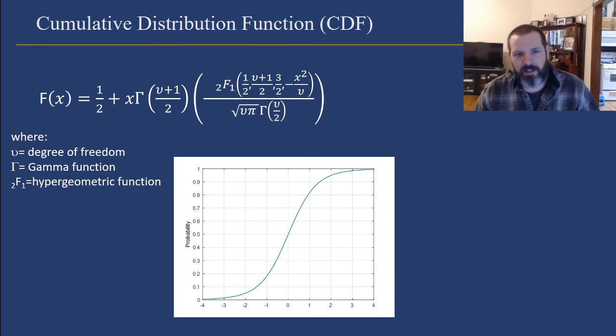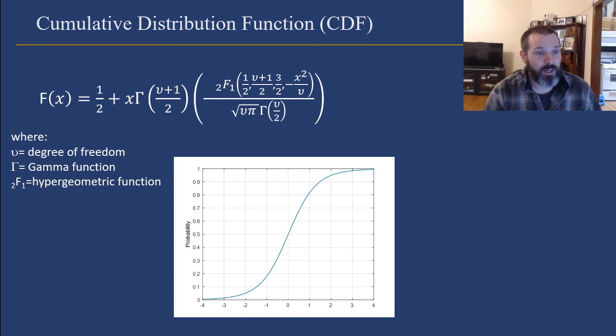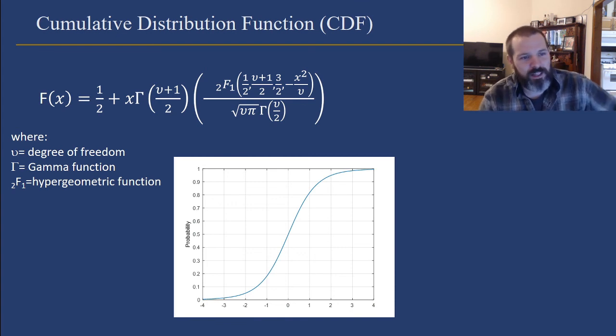Here we see the CDF of student's t distribution. Along with the gamma function, we have the 2F1 hypergeometric function as well. This is another predefined function. But still, the function has to do with the random variable x and the degrees of freedom, which is still n minus 1.